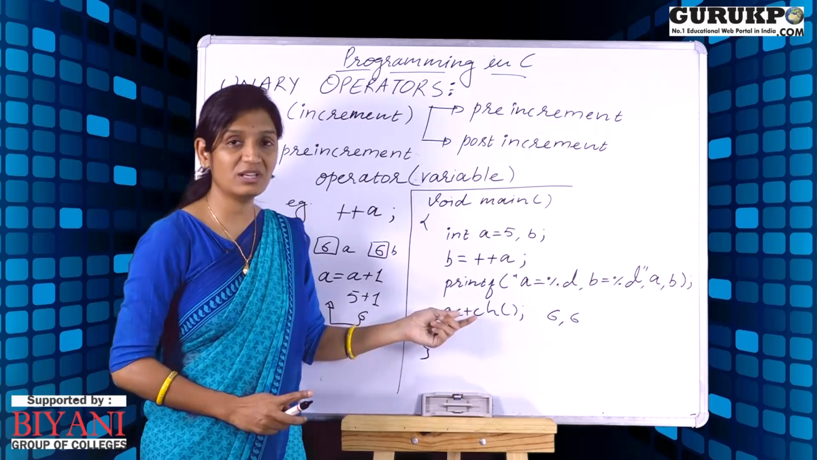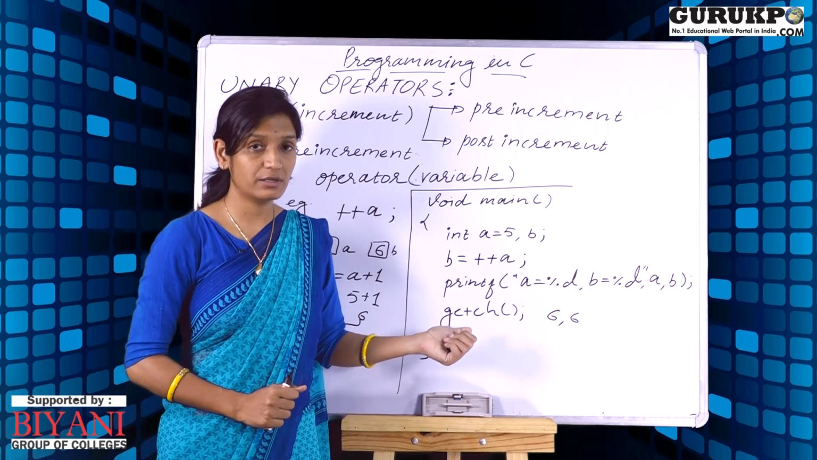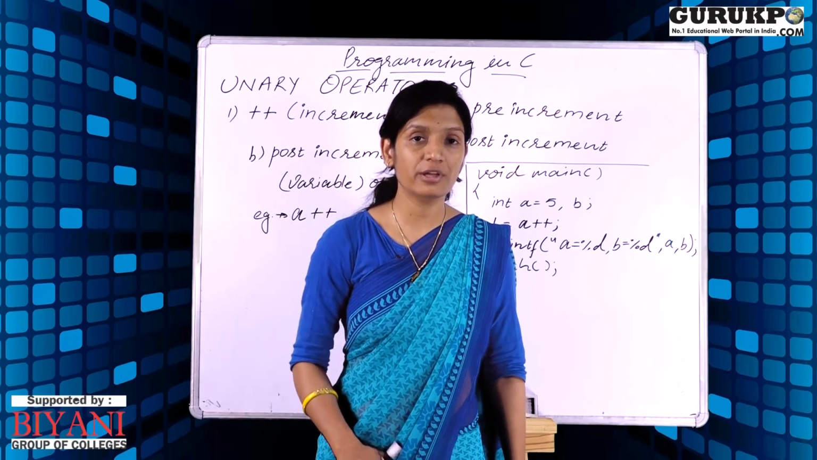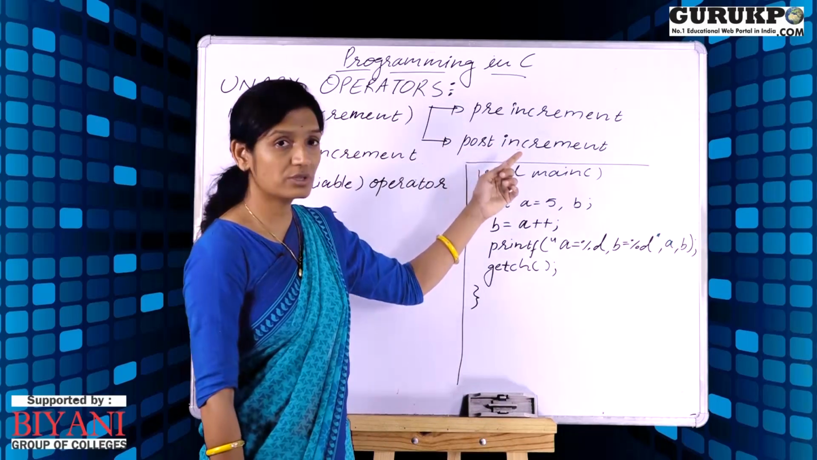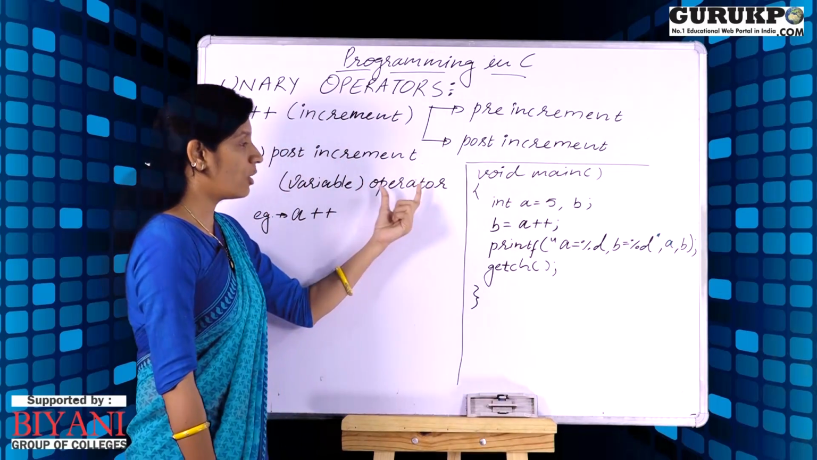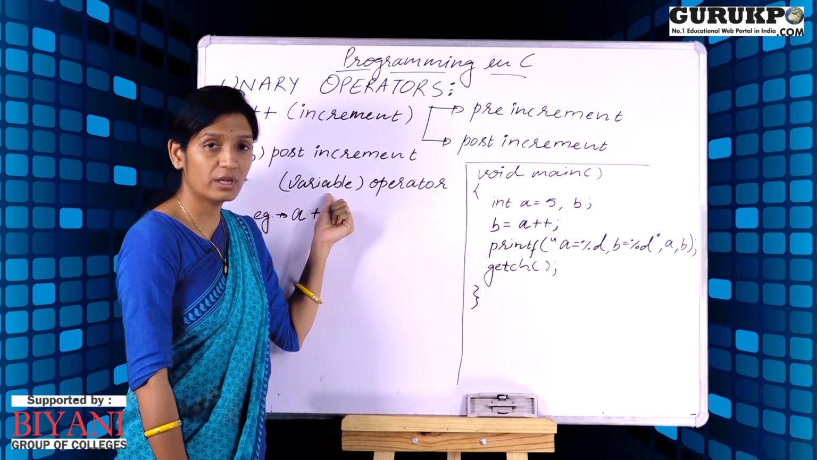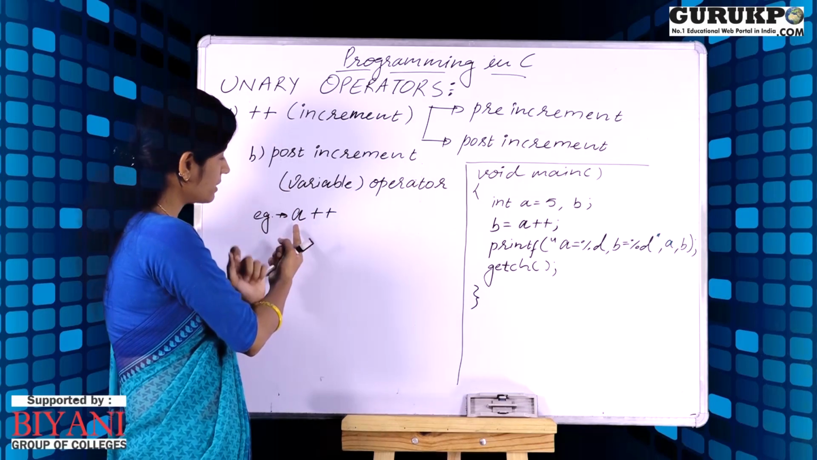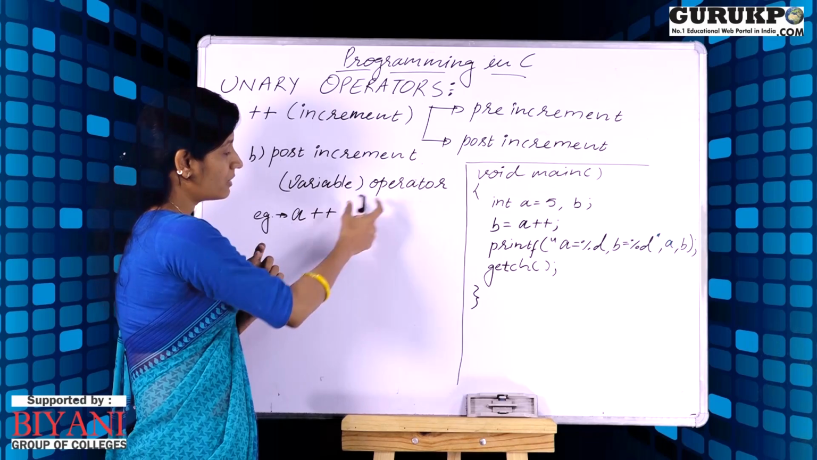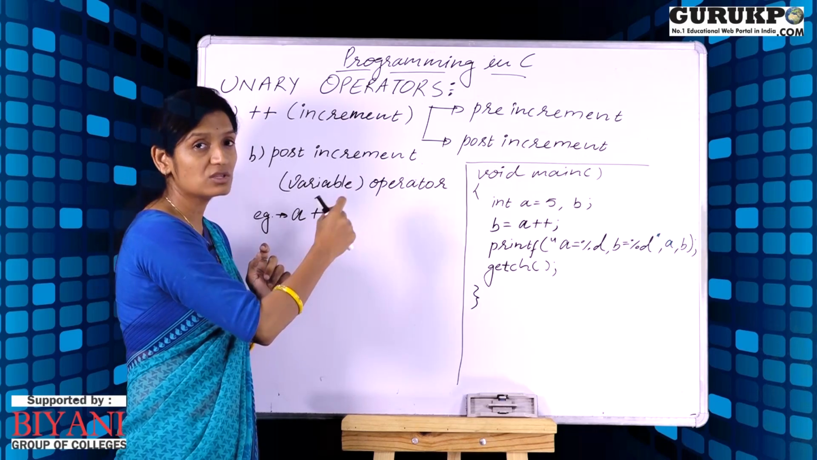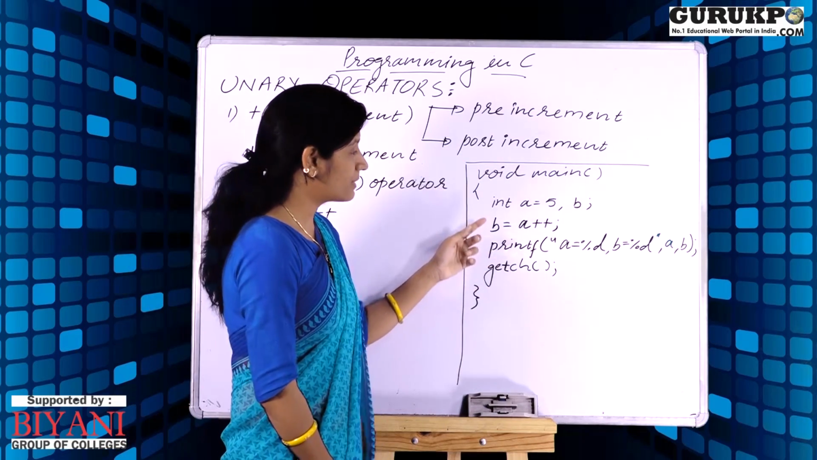So this is the very basic example of pre-increment. Now let's take the second category of increment operators, that is post-increment. In post-increment, the operator follows the variable name. First we write the variable name, for example A, and then we write the operator, for example A plus plus.